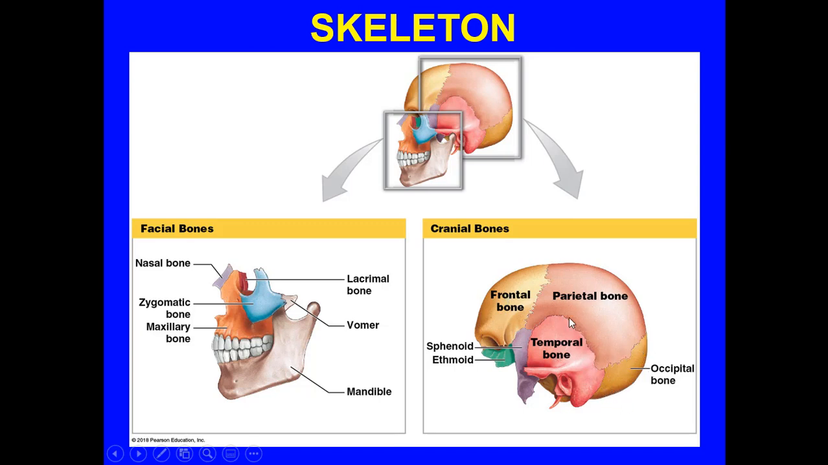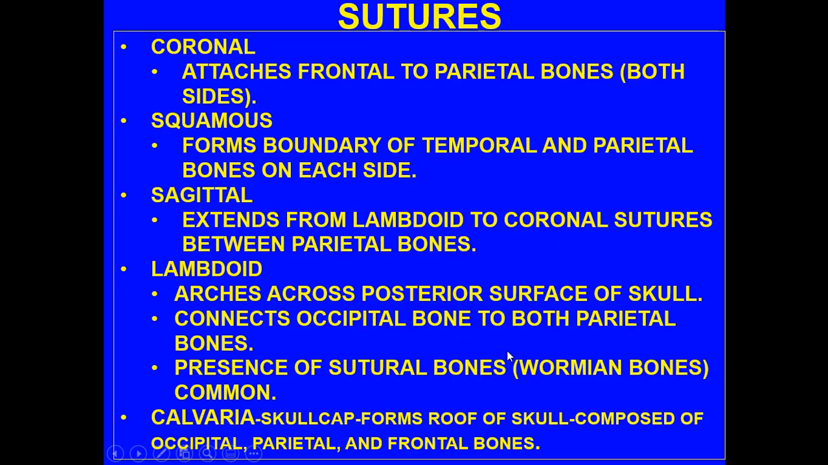Notice how they're all held together by these sutures. And then it's a little bit more difficult, but you can see the sphenoid peeking out as well as the ethmoid. When we talk about sutures, we're talking about basically joints where the bones come together, but there is no movement, okay? So the sutures include the coronal, which attaches frontal to the parietal bones, both sides of the parietal. The squamous, which forms the boundary of the temporal and parietal bones on each side.